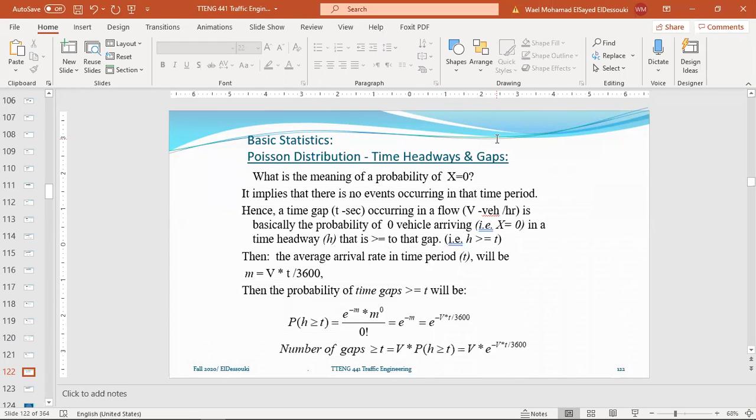We also use Poisson distribution for the time headway. Basically, the probability of zero is the probability of that headway occurring at that time. We use this especially to estimate the capacity at stop signs, in the gaps, in determining passing gaps, and so on.